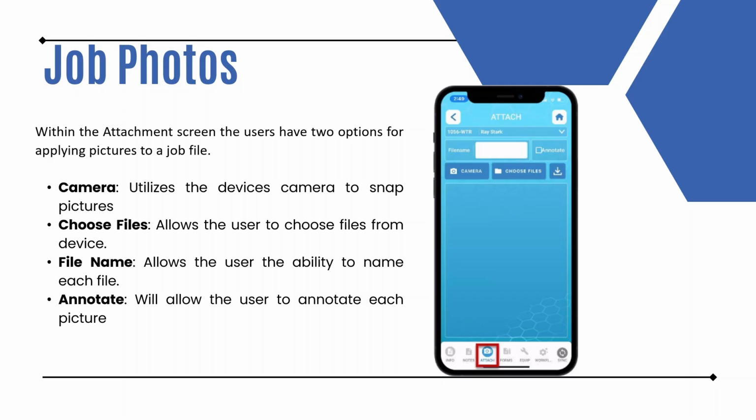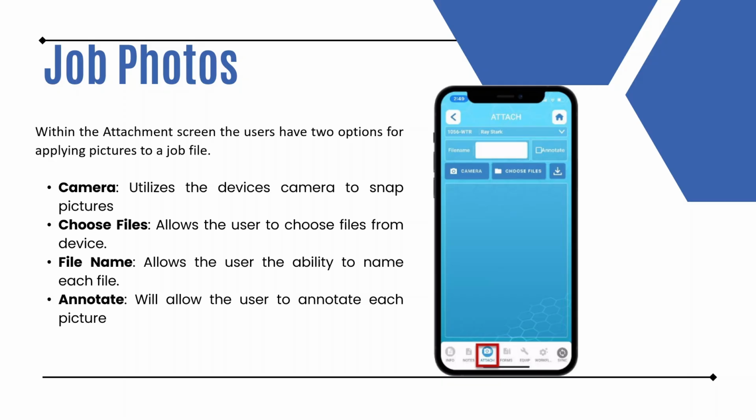Now let's take a look at adding photos to a job file. First, let's review how to add photos from the Proven Jobs mobile app. Once within the job file on the mobile application, click the camera icon labeled Attach. Camera utilizes the device's camera to snap pictures as the user is moving along through the location and saving them in a queue prior to upload.